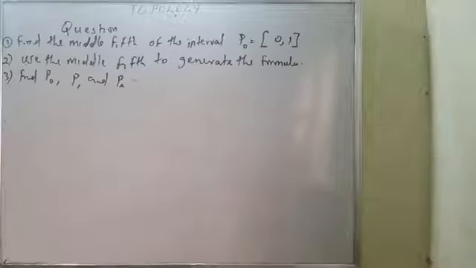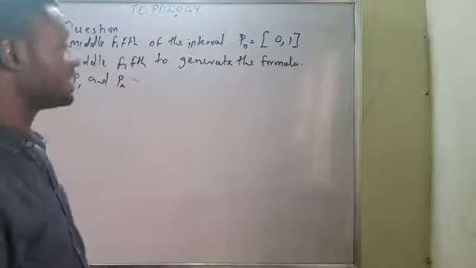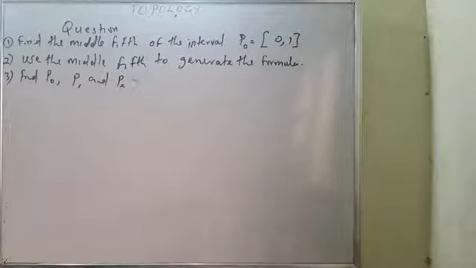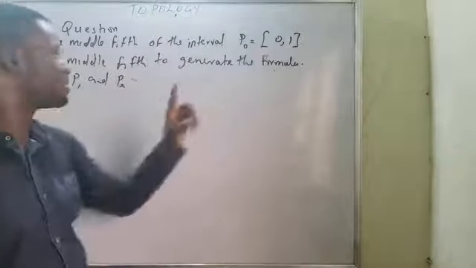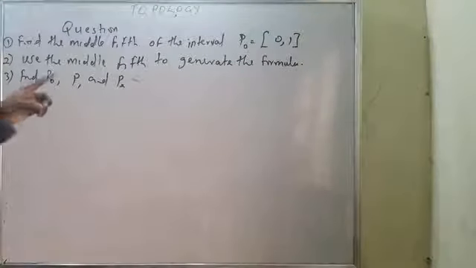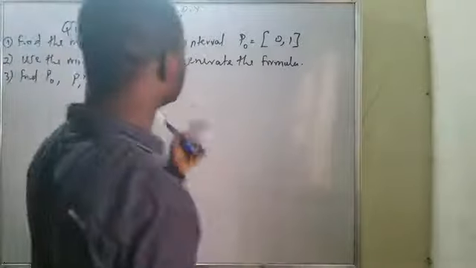Okay, now look at this problem that was given to a friend. Look at this simple question. I can say this question is simple. It's an exam question from my school, University of, okay, and this question is a very nice one. Let's see how it will go. It's a very good one, and it's an exam question. Find the mid-fifth of the interval, P0 equals this. Use the mid-fifth to generate the formula and find P0, P1, and P2. Now, I won't solve it. I'm expecting you to solve it. It's not my problem.